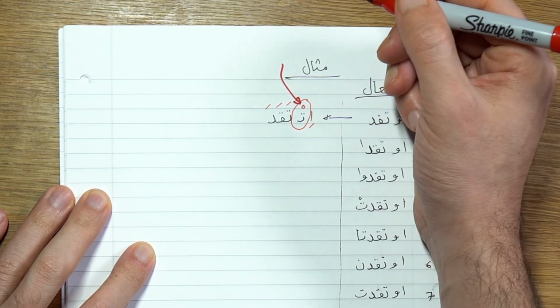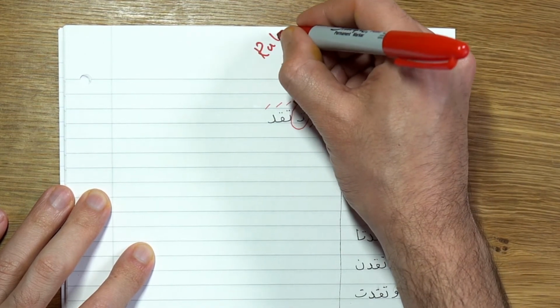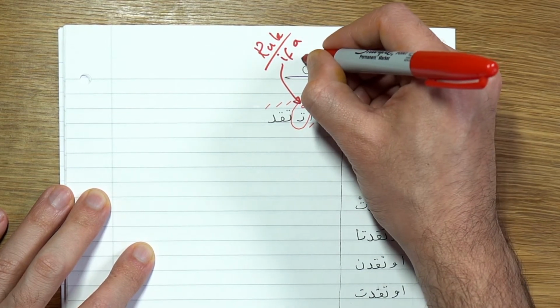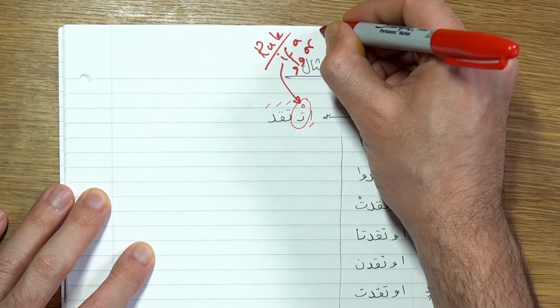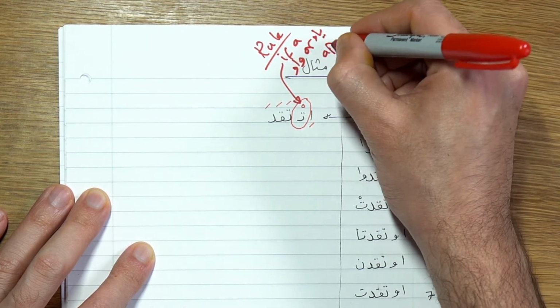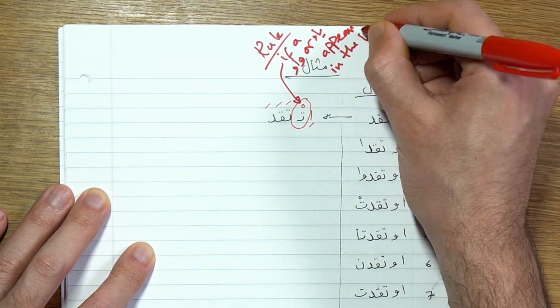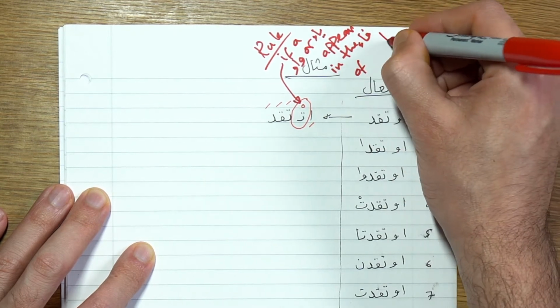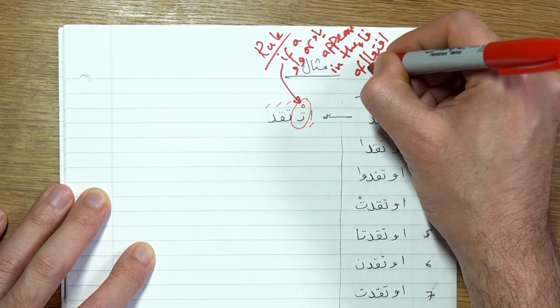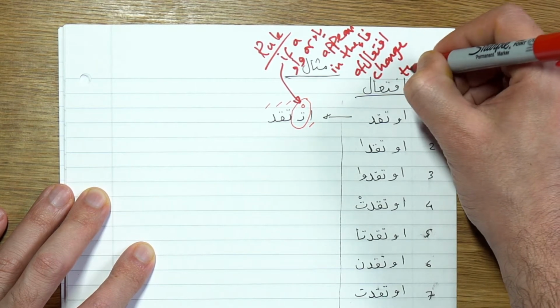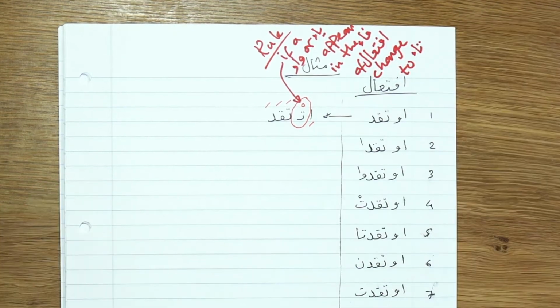So if a waw or ya appears in the fa of ifti'al, then change to ta. Now this only applies if this waw or ya, they say, has not changed from hamza.